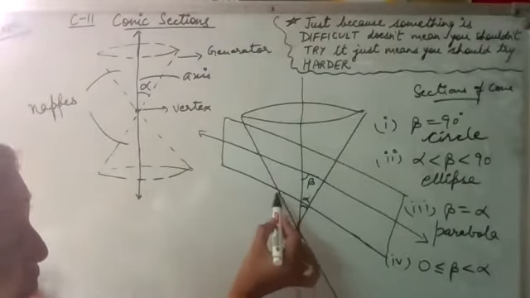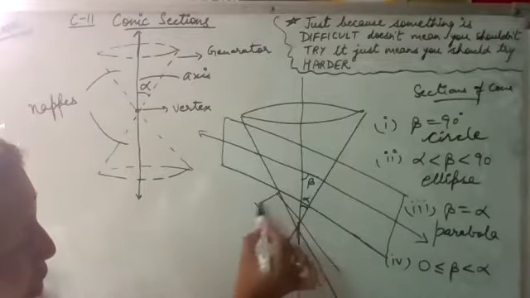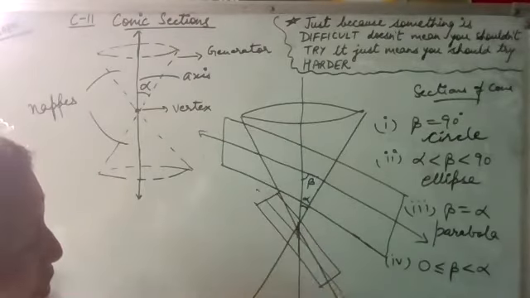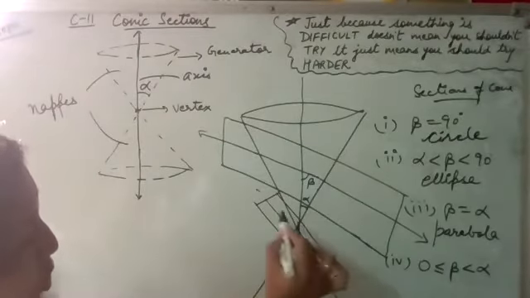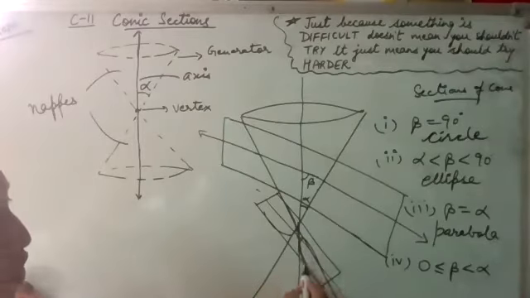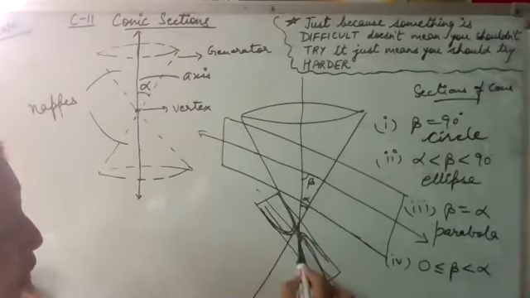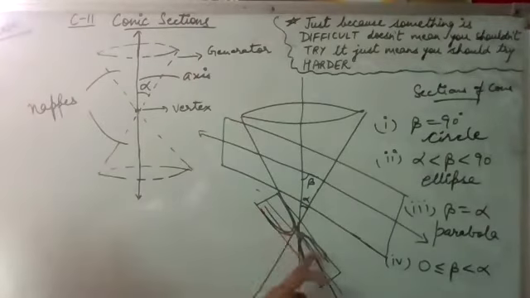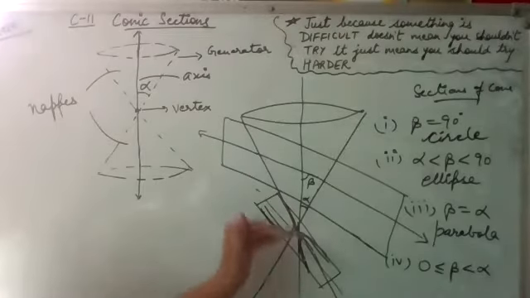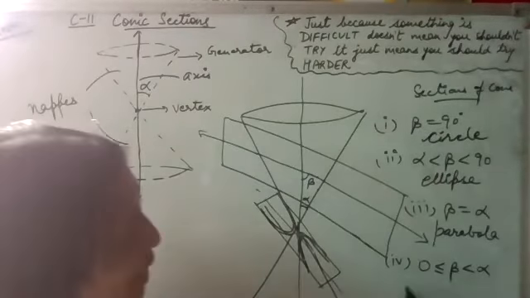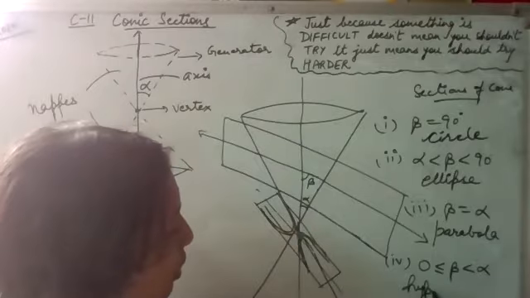That means it will be like this. The plane surface will be like this, and it will cut both the nappes. So we will have a figure of this type. This type of figure will be there on the plane surface. That means a double parabola, and this is a hyperbola. So when again we make the angle less than alpha and greater than 0, this will cut both the nappes of the cone and we will get a hyperbola.